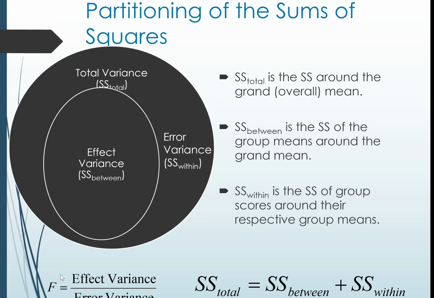But in the end, basically what we're going to do is compute the F ratio by taking the effect variance, which is based on sum of squares between, and divide it by the error variance, which is based on sum of squares within. And if there is sufficiently more effect variance than there is error variance, then the F ratio will be higher. There will be a lower proportion of the area under the curve in the tail. In other words, there will be a lower p-value. And if it's lower than our alpha, we'll be able to reject the null hypothesis and say that there is at least one difference between the groups.